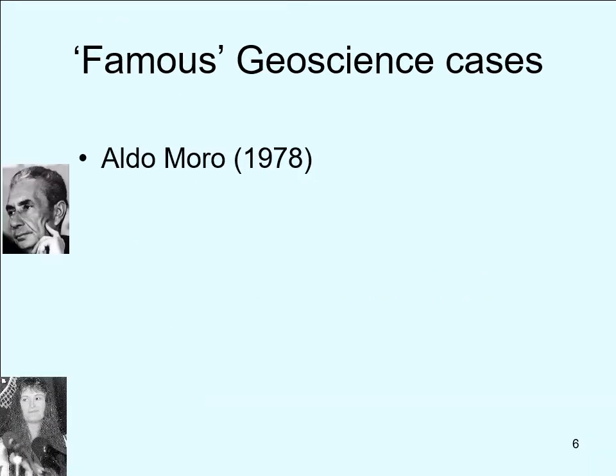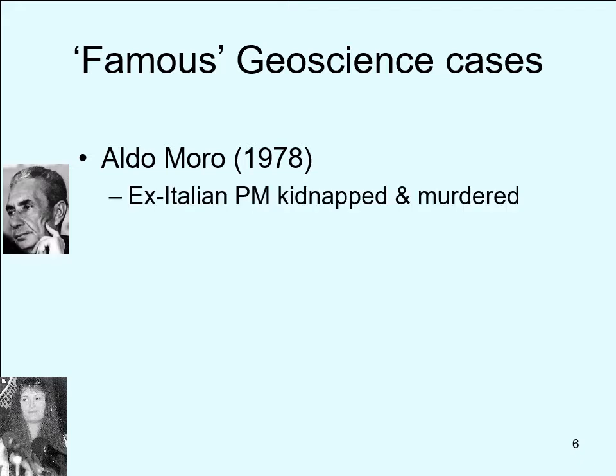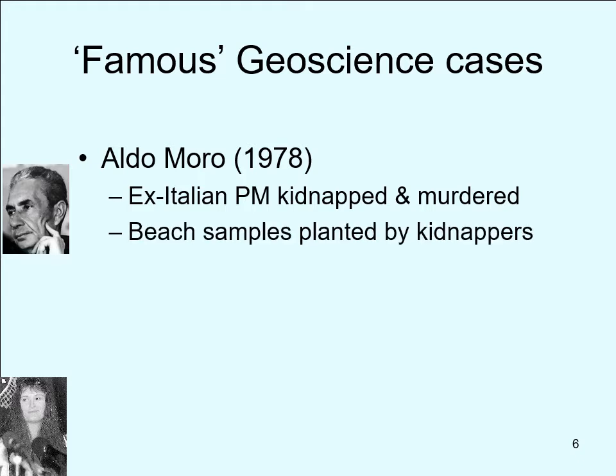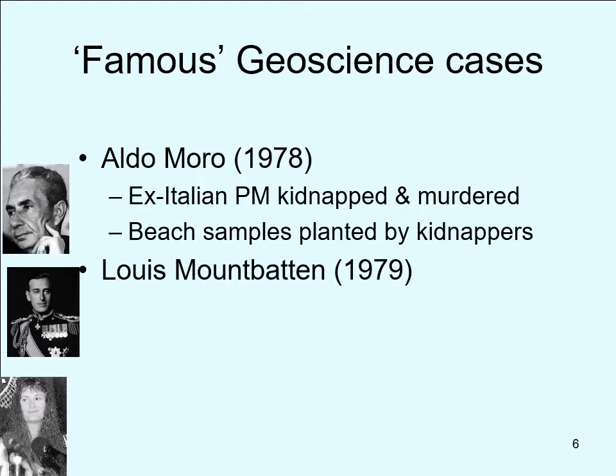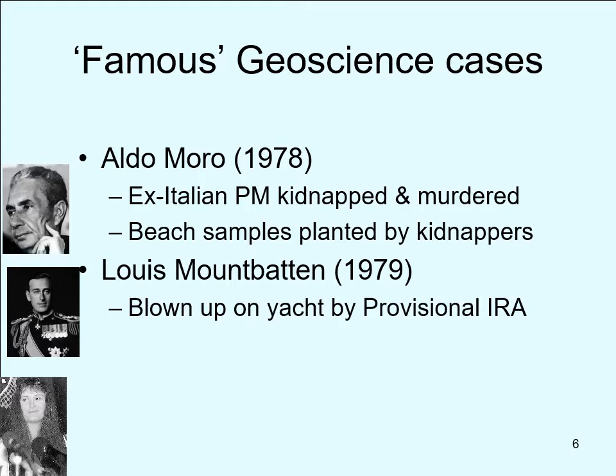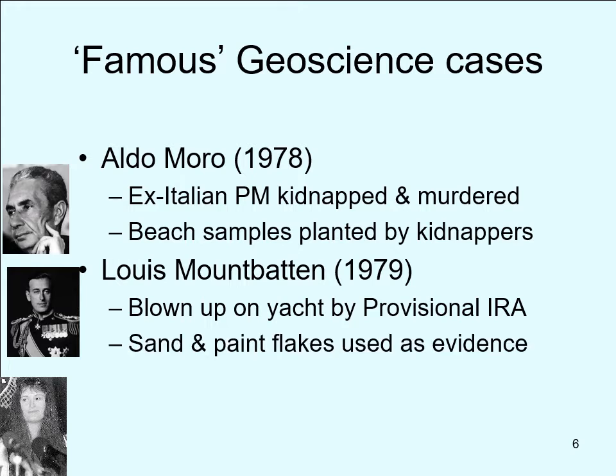In other, more famous recent cases, Aldo Moro, an ex-Italian prime minister, was kidnapped and murdered. His body was found in the back of a car boot with some sand on it, and they analysed the sand samples and found they were from a beach. In fact, that wasn't where he was killed; it was planted there by the kidnappers. Louis Mountbatten, Prince Charles's uncle, was blown up on his yacht in the late 1970s by part of the IRA. Sand and paint flecks were used as evidence on the individuals charged with his murder to link them to the crime scene site.